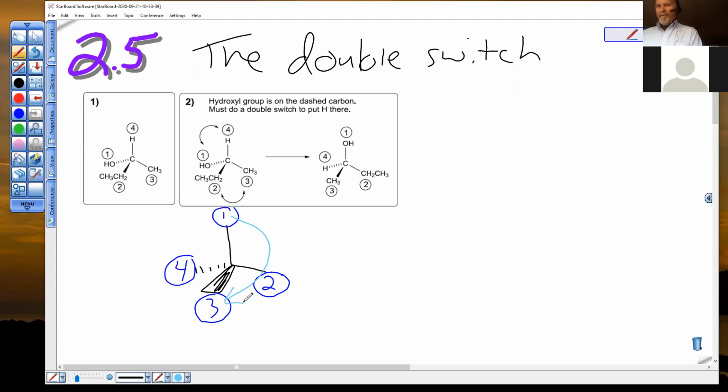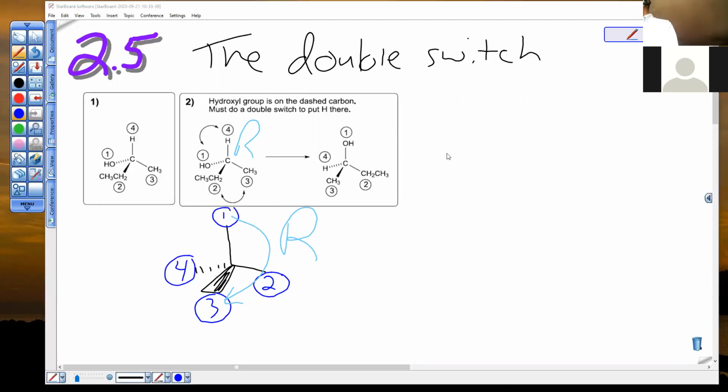Keep it going round and round. For you, it's going to look like this. It's going to look like that. And I'll just do it. It looks like that for you right now. That's R. This is an R stereocenter, which means this was an R stereocenter. The double switch does not change the stereocenter. It gives us the answer. It's good. Let's do another one. Double switch.